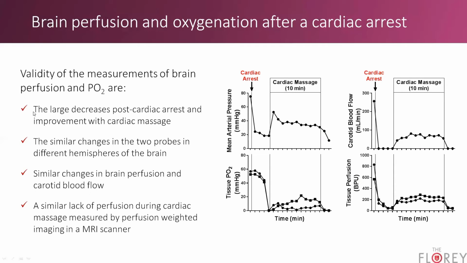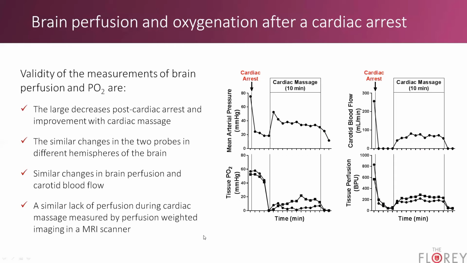And we think that this is indicated by the large decreases post-cardiac arrest and the improvement with cardiac massage in both tissue PO2 and perfusion. The similar changes in these variables in the 2 probes in the different hemispheres of the brain, and the similar changes in tissue perfusion and carotid blood flow, suggest that we're getting good measurements with the laser Doppler probes.